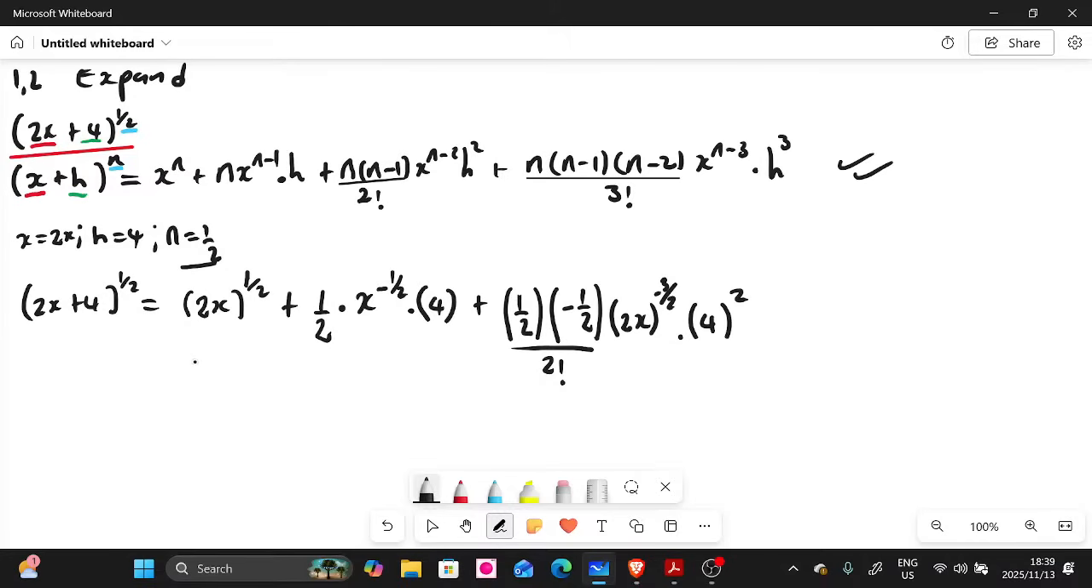So now we say plus there. We are done with the second term. Now we do the third term. So we're going to do the very same thing that we did here, or similar. We have n multiplied by, which is half, multiplied by n minus 1, which is going to be negative 1 over 2, multiplied by n minus 2. We just established that it's going to be negative 3 over 2. There we go.